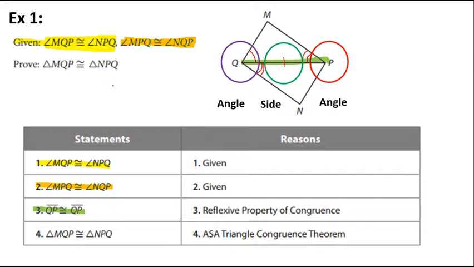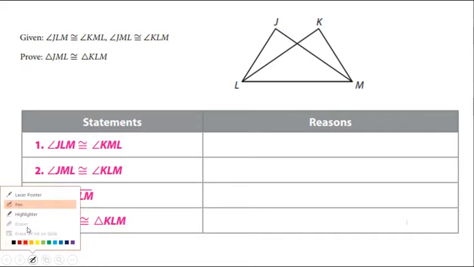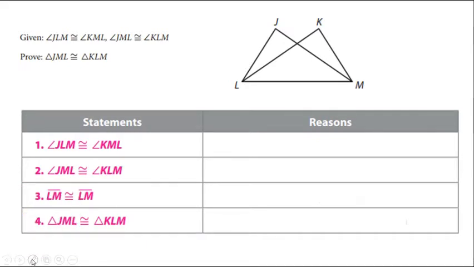Okay, let me go into example 2. So again here, I'm given some given statements. So let's look what they are. So first part says angle JLM and angle KML are congruent to each other. So let me mark that on my triangle. But again, my reason here is that they're given.